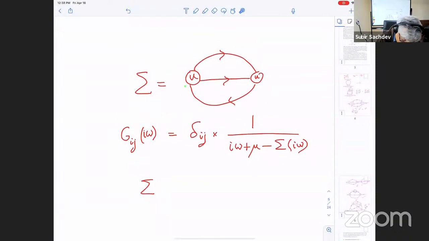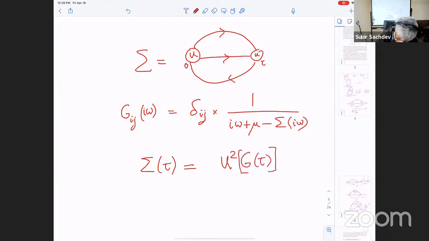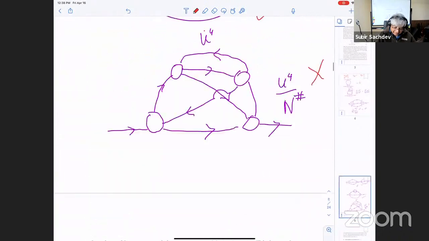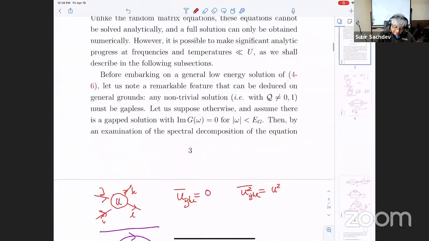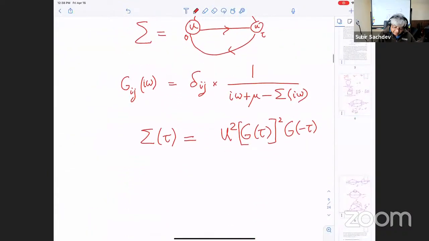So this is some time zero, that's time tau. Then sigma of tau, this is imaginary time, is going to be u squared times g of tau whole squared times g of minus tau. And I always forget the sign. You have to carefully look at the sign. And I believe it's a minus, yes, okay. So there it is.